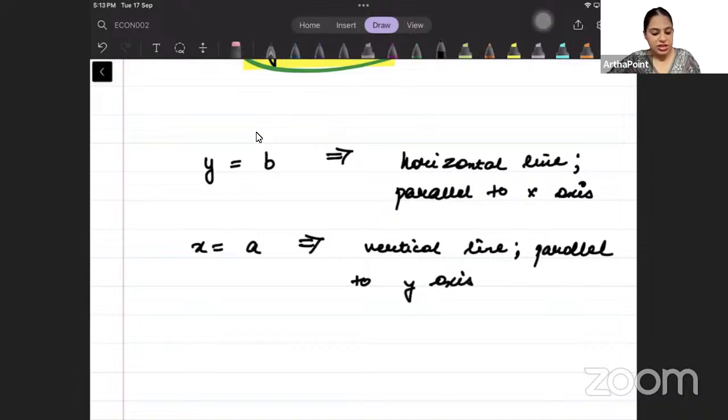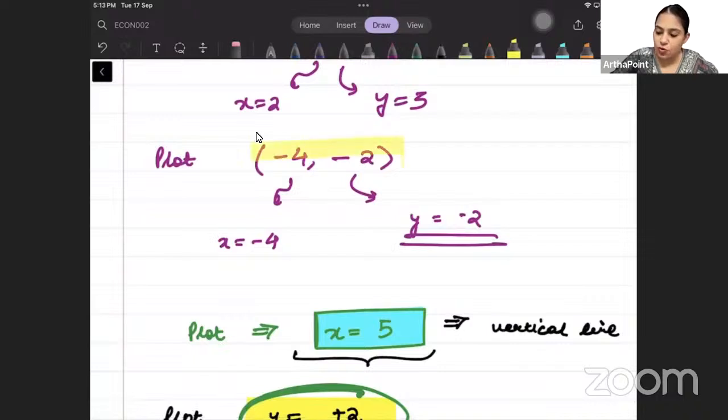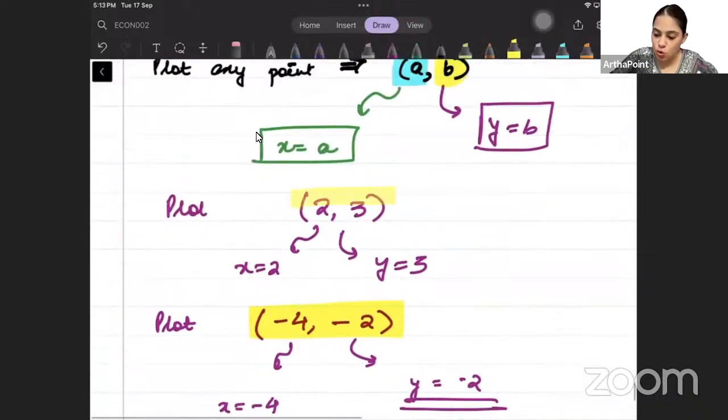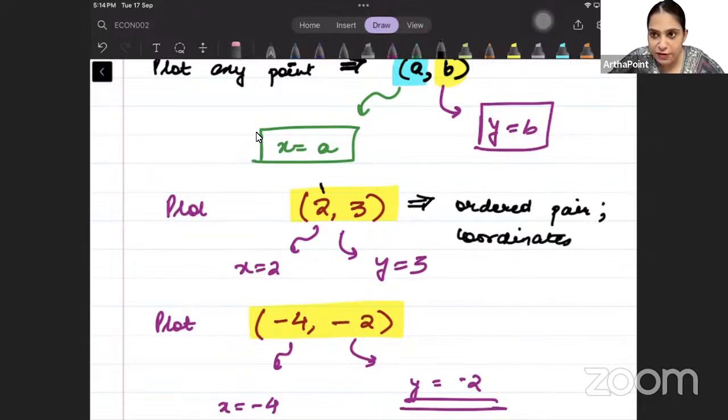Right? ठीक है. Now, beta, let us go ahead and let us try to understand what these points are called. तो हमारा यहाँ पे जो भी ये points आ रहा है ना, -4, -2 जिसे हमने प्लॉट किया था, या 2, 3, all these points, these are called basically ordered pair or coordinates. इनको या तो ऑर्डर्ड पेयर बोल लो या कोऑर्डिनेट्स बोल लो. Ordered pair means it is in an order. First it is giving value of x and then y. It is in a particular order.